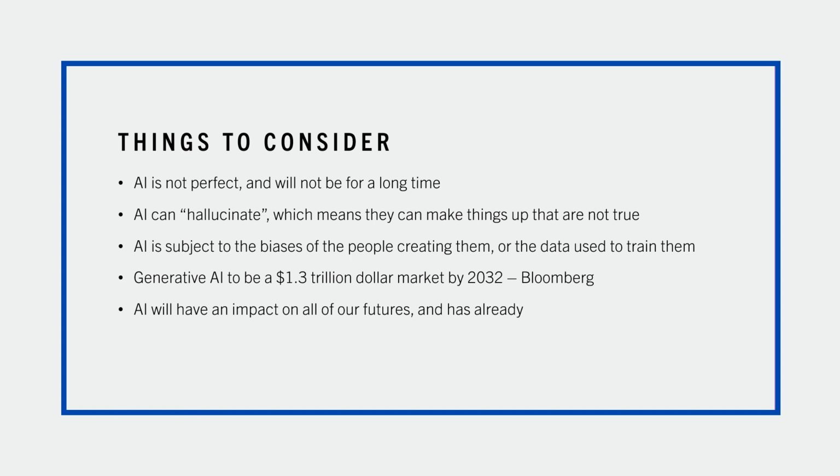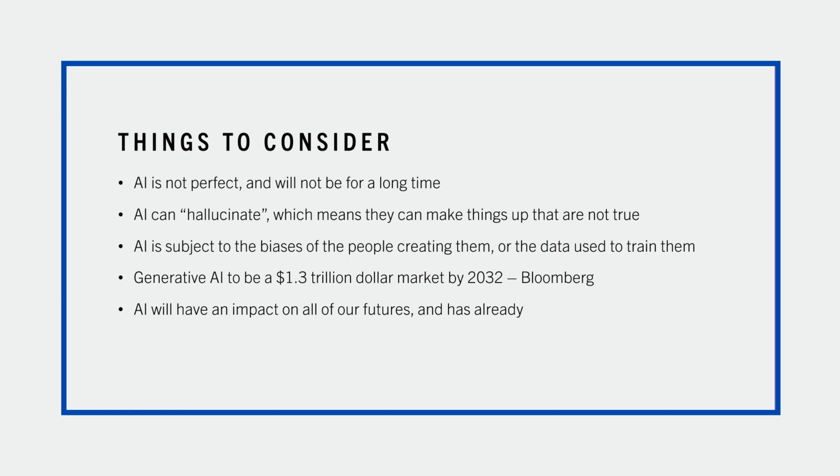To end off this AI basics video, we have a few key things to consider. First off is that AI is not perfect and will not be for a long time. If you have used AI on your own, you've probably noticed that it can be prone to errors, but it is improving. Secondly is that AI can hallucinate. This means that AI can make things up which are not true or factual. With this, it is very important to make sure that you fact check the responses that AI is giving you.